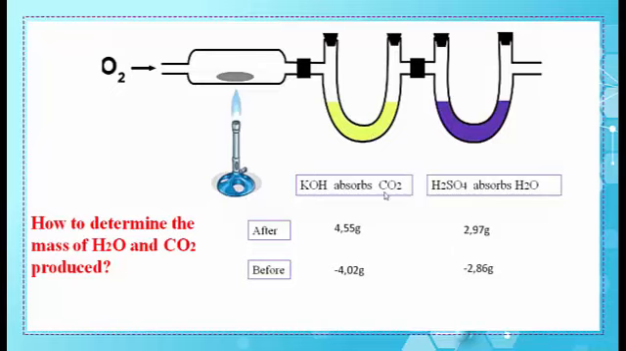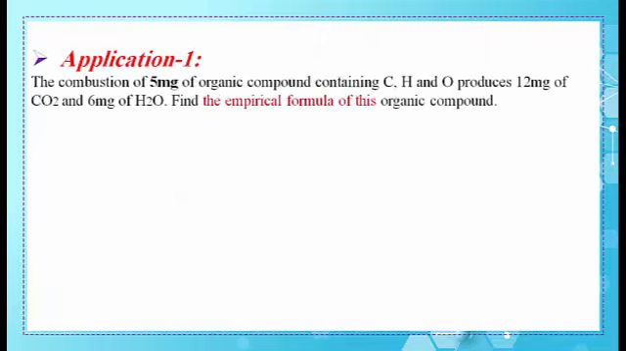To determine the mass of CO2 and the mass of H2O, we subtract the masses of the U-tubes before and after the reaction. We get that the mass of carbon dioxide produced is 0.53 grams and the mass of H2O produced is 0.11 grams. To know how to determine the empirical formula of a compound, let's solve application 1. The combustion of 5 mg of organic compound containing carbon, hydrogen and oxygen produces 12 mg of carbon dioxide and 6 mg of water. Find the empirical formula of this organic compound.